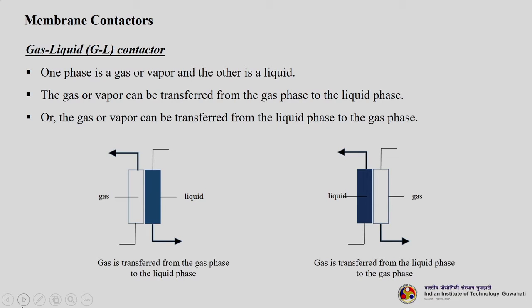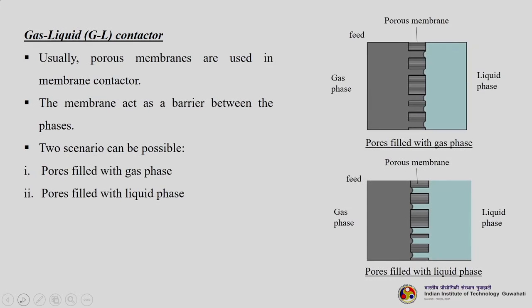So, if you do it like this, the gas is transferred from the gas phase to the liquid phase. So, this is how it actually happens. Okay. And here it is just the reverse: the gas is transferred from the liquid phase to the gas phase. Okay. So, usually porous membranes are used in such types of contactors.